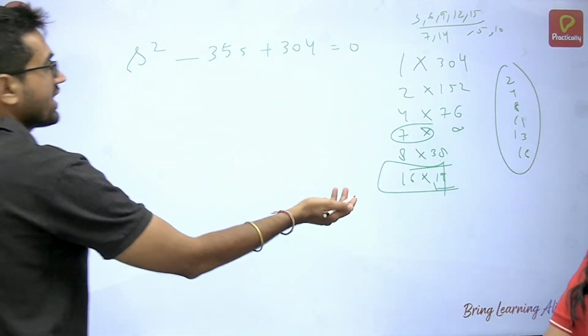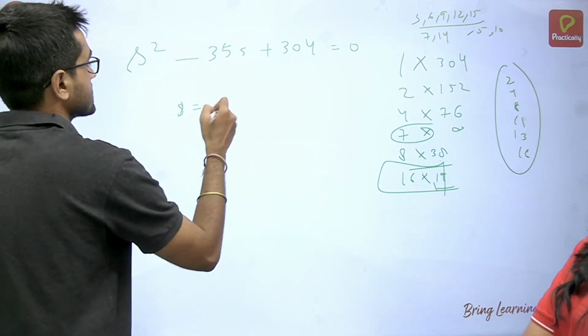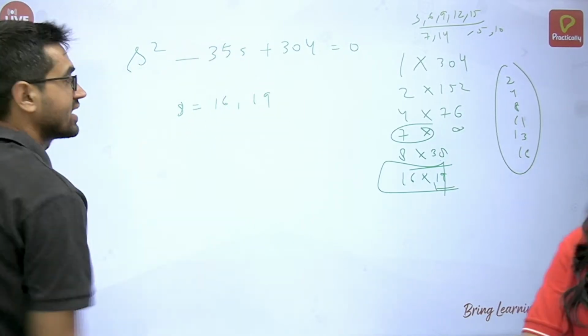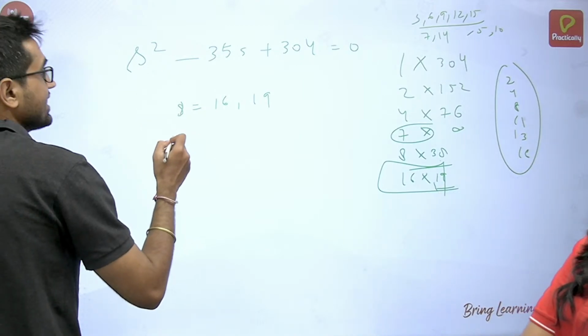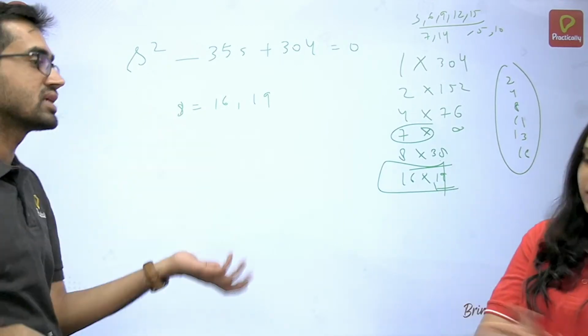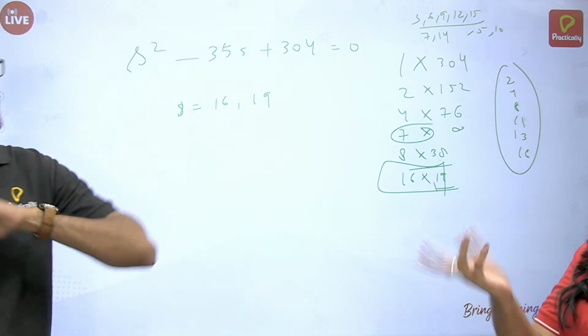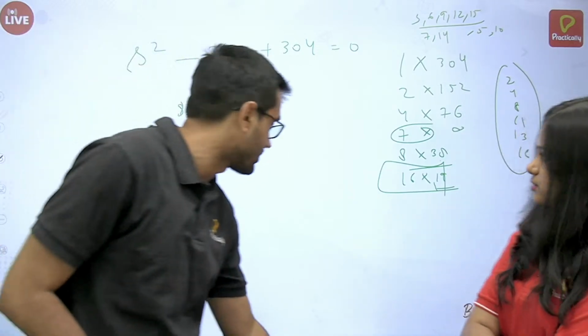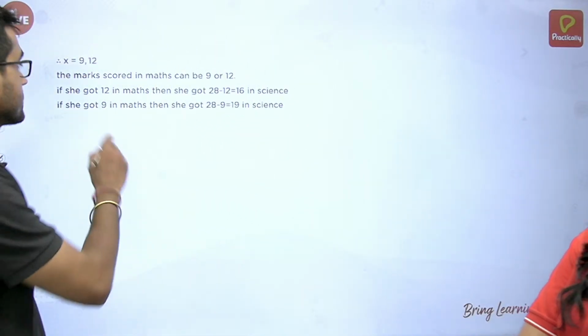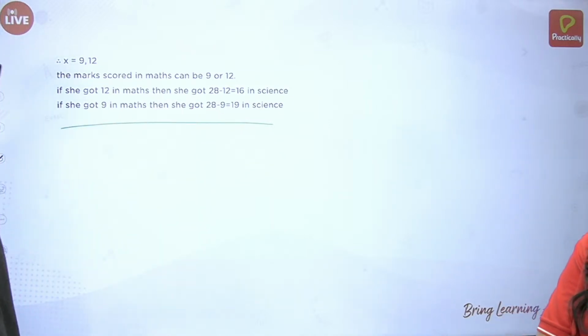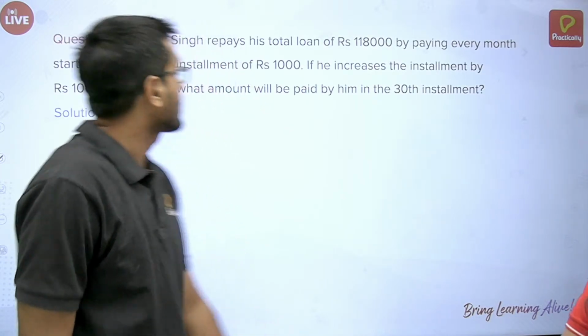So now I have got it. I think 16 and 19. So S is either 16 or 19 because both are negative. But if S is 16, the other will be 19. So either maths is 16, science is 19, or maths is 19 and vice versa. That will be the final answer. 16 or 19. Okay? Fine. 16 or 19. Done. Okay, let's move to the next one.